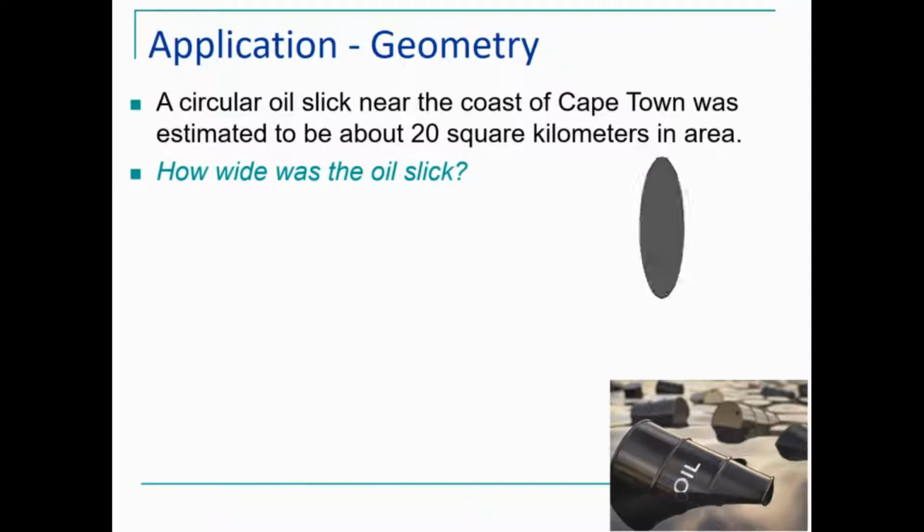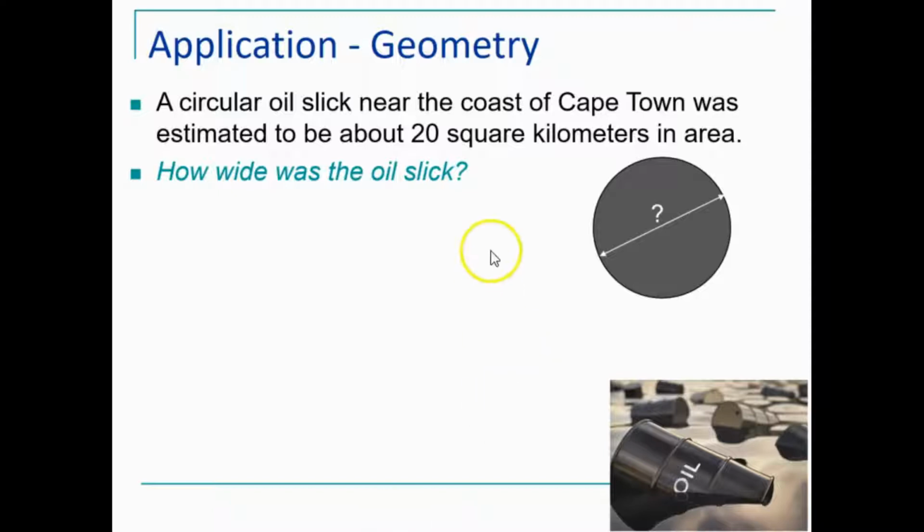So we're talking about a circular oil slick, and they're asking us how wide. In other words, what's the diameter? The one piece of information that will help us solve for the diameter is stated here in the problem, that the area of the circle is 20 square kilometers.